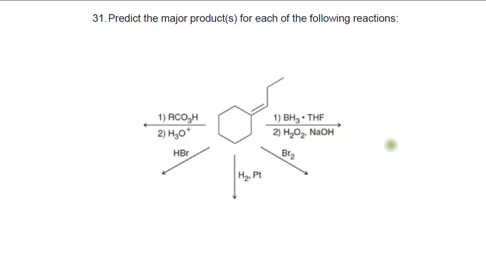All right, for 31, we're doing a couple more reactions here. Borohydride plus THF, H2O2, and sodium hydroxide. This is the anti-Markovnikov.